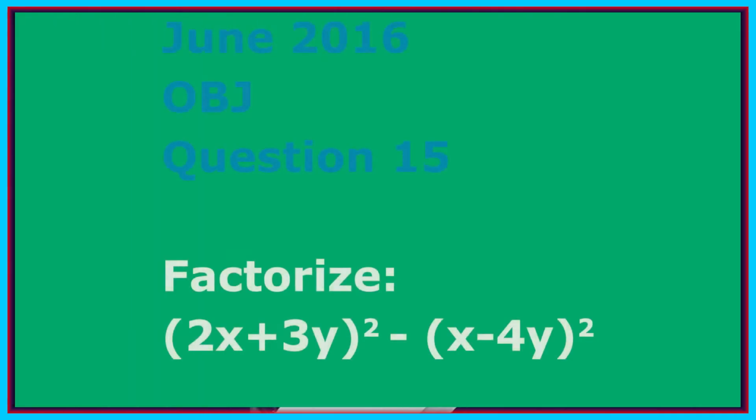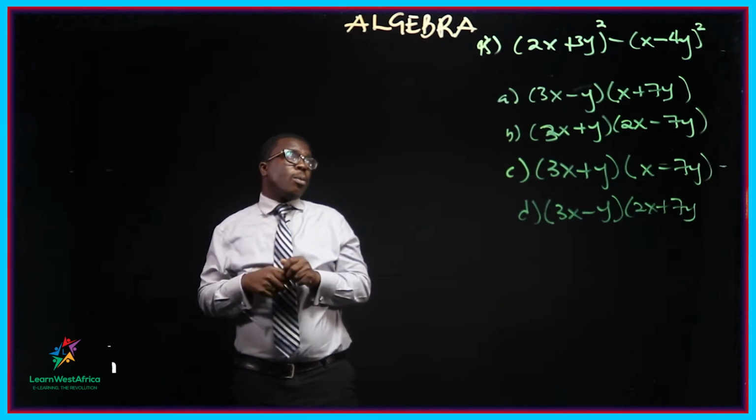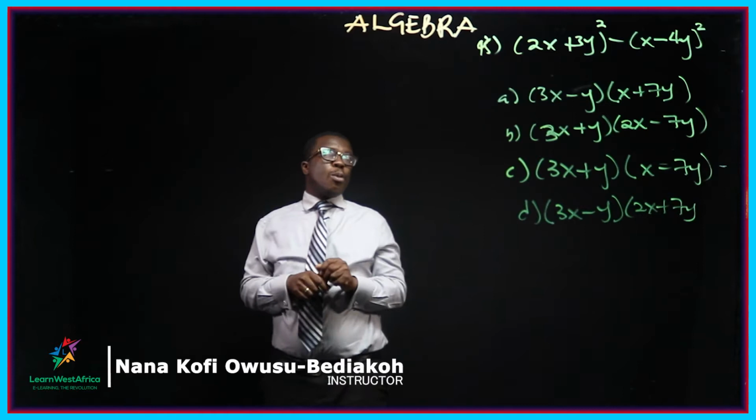Question 15, a factorization. Factorize, bracket, 2x plus 3y all squared minus, bracket, x minus 4y all squared.